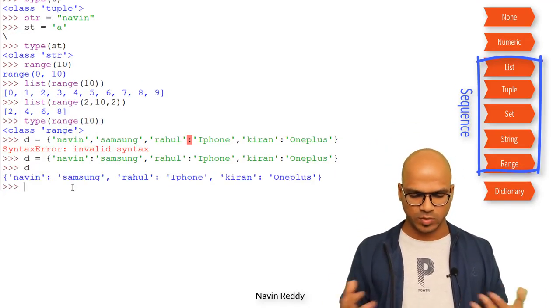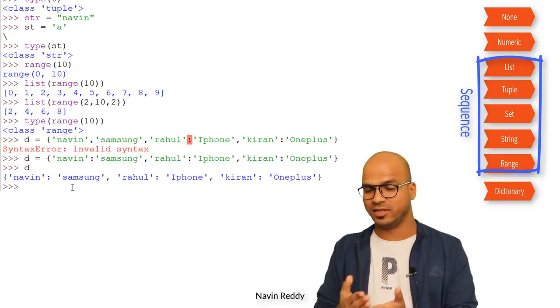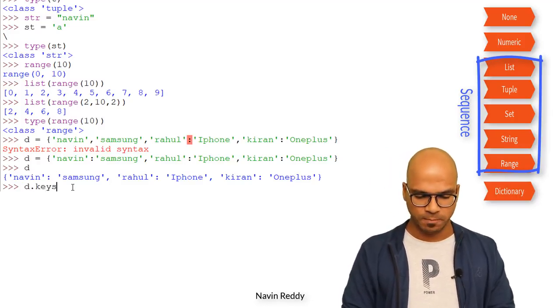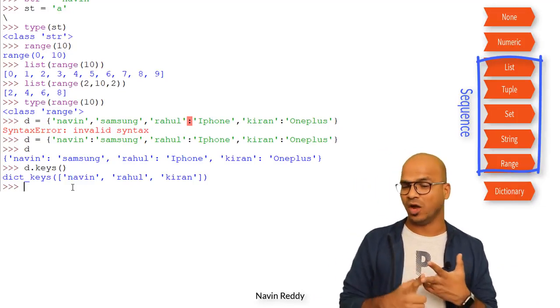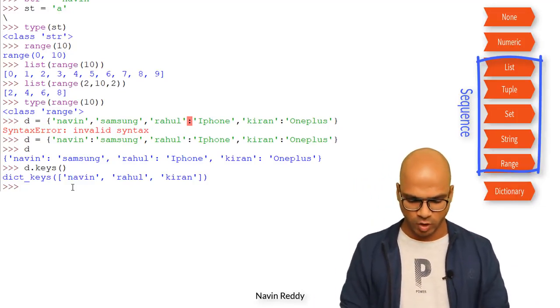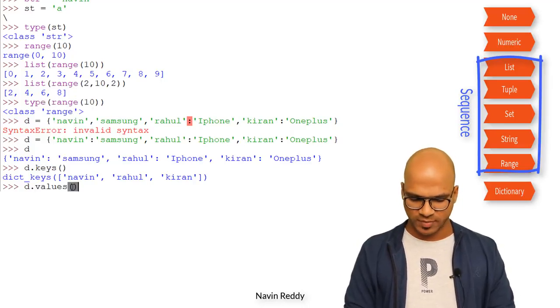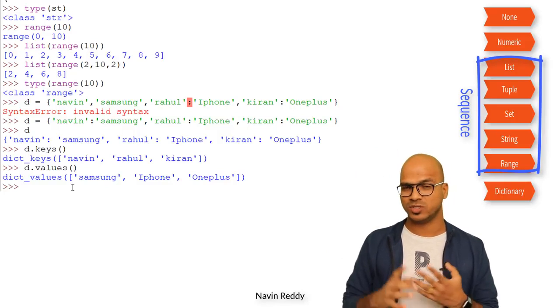If I try to print D, you can see we got the key and value pairs. So in this case, Naveen, Rahul, and Kiran are keys. How do I know those are keys? You can say D dot keys and print, and you can see we got these keys: Naveen, Rahul, and Kiran. And if you want to get the values, I guess we have a method called values. Yes, and if I press enter, you can see Samsung, iPhone, and OnePlus, those are values.